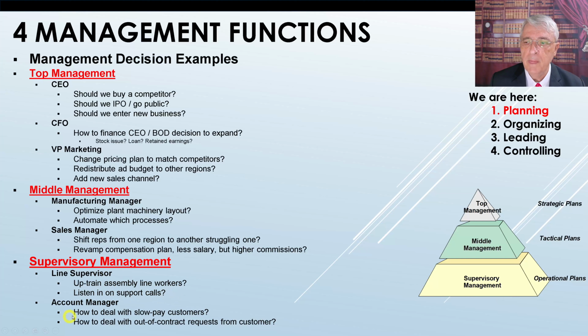Account managers, how do I deal with a slow pay customer? Do I go out and visit them in person and ask them for the money? How to deal with out of contract requests from customers. You may have a big contract with the customer. The customer says, I need you to change the specifications on the contract, and the account manager needs to decide how to deal with that. Do they go back to engineering and ask for a small change, or is it a big change and they have to go back and ask top management?